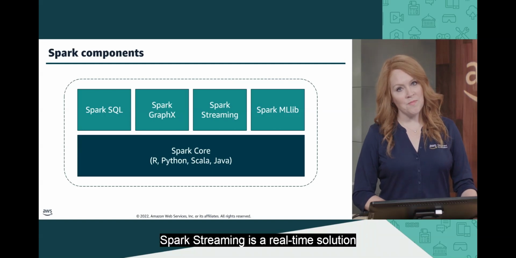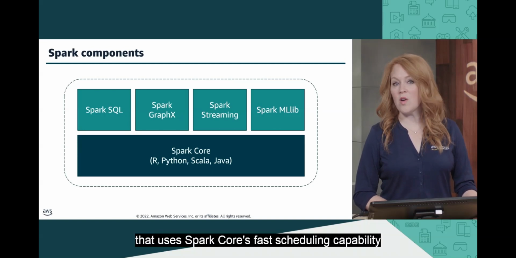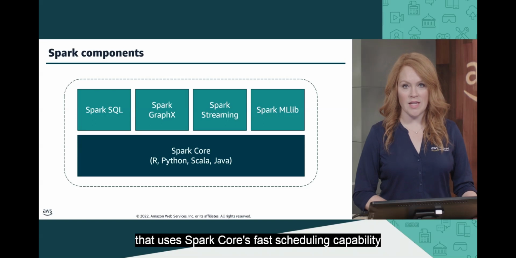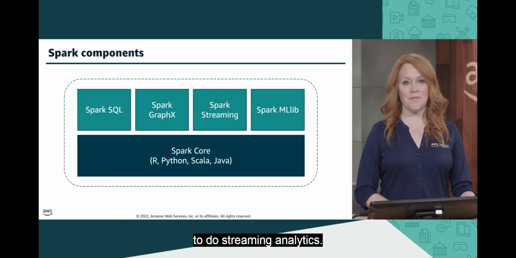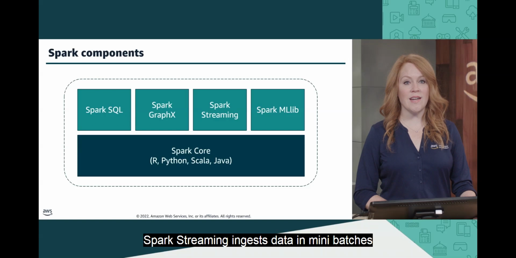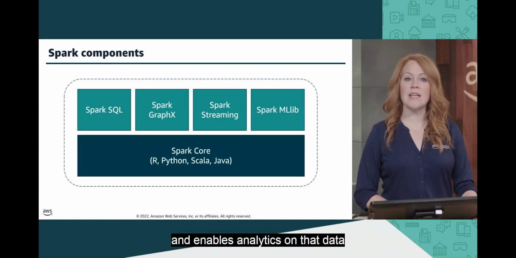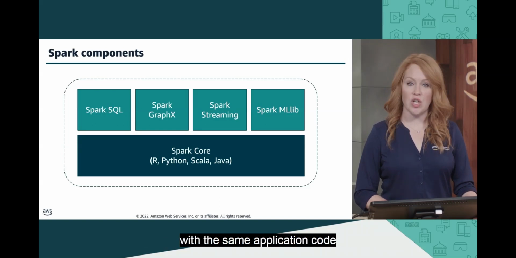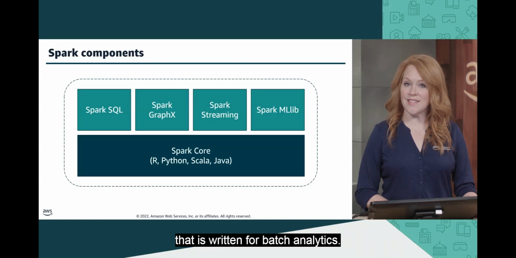Spark Streaming is a real-time solution that uses Spark Core's fast scheduling capability to do streaming analytics. Spark Streaming ingests data in mini batches and enables analytics on that data with the same application code that is written for batch analytics.